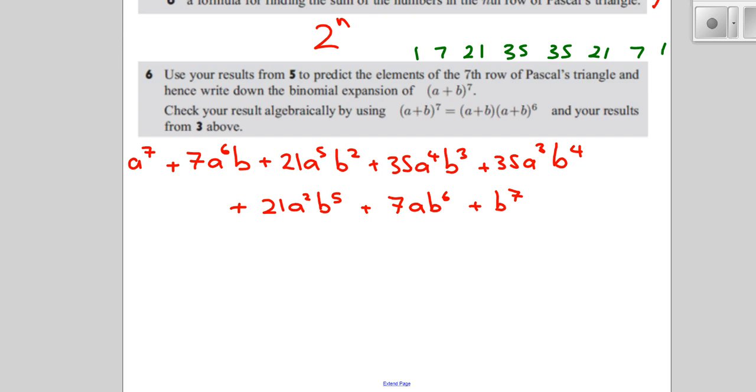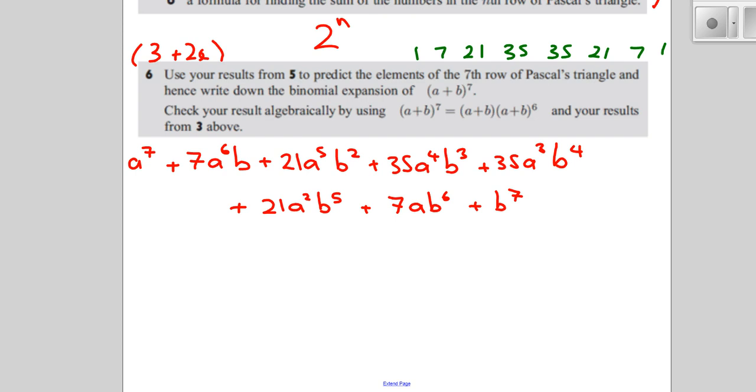So if you had something like 3 plus 2x, a bit complicated then, you would have to replace all the a's with the number 3 and all the b's with the term 2x, and you might then need to work out what those values are. So that's what we'll be doing in 2 pages ahead.